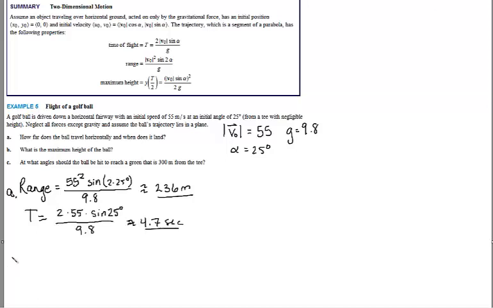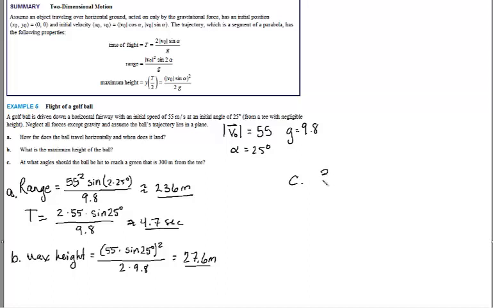The B part asks what's the maximum height of the ball. I'll use the maximum height formula given. I get that max height is 27.6 meters. The C question says at what angle should the ball be hit to reach 300 meters from the tee. So I guess we have a new angle now, and our range is now 300, and I'll use the range formula and plop that in.